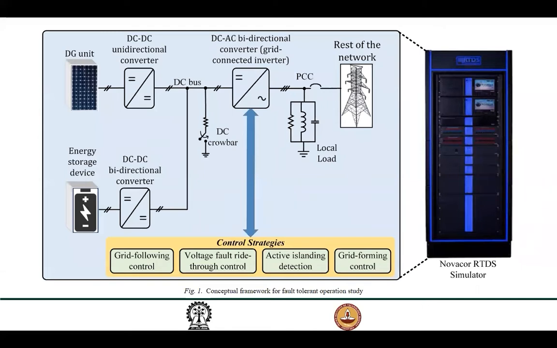Broadly, in this work package, we have targeted control strategies focusing on voltage fault ride through operation, islanding detection, island formation, and power sharing in an island microgrid. We have considered a microgrid based on a renewable DG unit, energy storage unit, and local loads, which are all connected to the utility grid through a DC to AC bidirectional converter. The proposed control strategies are validated through real-time digital simulations involving the NovaCore RTDS simulator through the RSCAD programming interface.